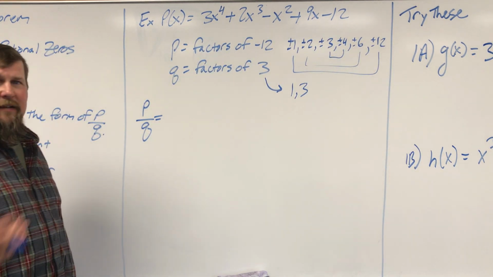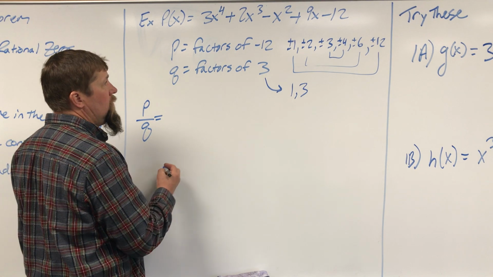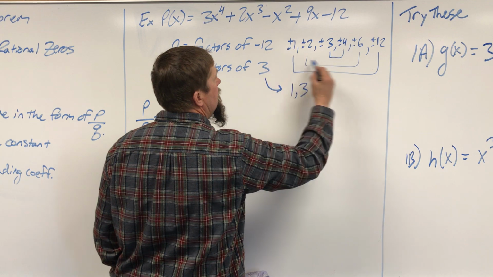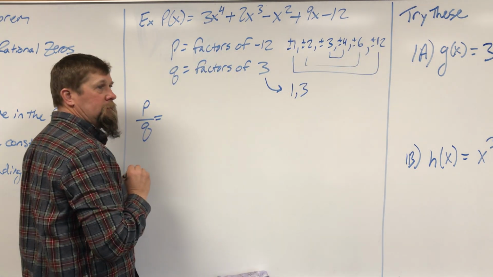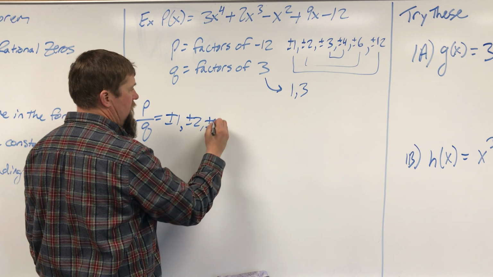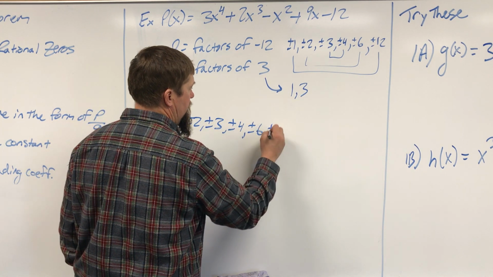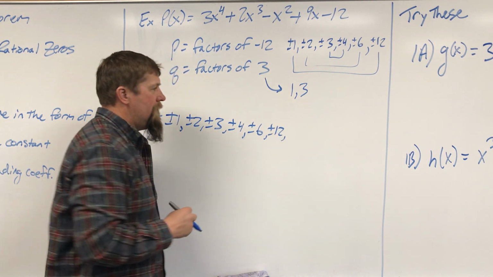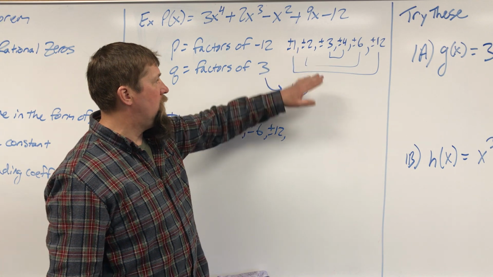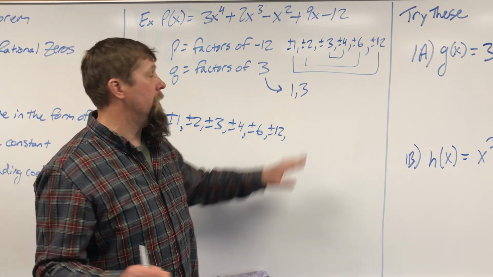Okay, now we list out all the possible rational zeros, p over q. So basically we are taking all of the p's and we are going to put them over 1. So plus or minus 1, plus or minus 2, plus or minus 3, plus or minus 4, plus or minus 6, and plus or minus 12. Then we take all of the p's and we put them over 3. But we don't list them if they're already there.